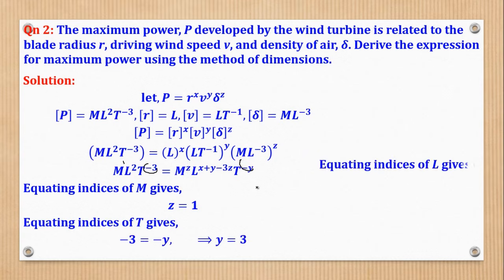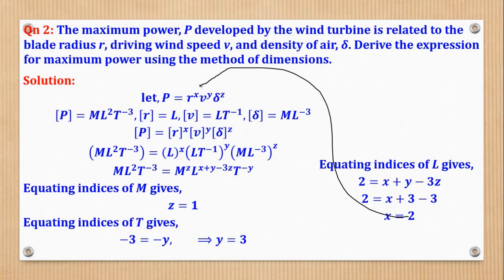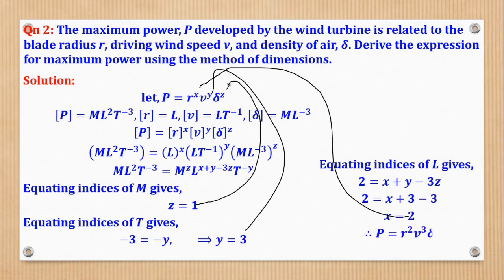Then for L, here there is 2, here there is X plus Y minus 3Z. So substitute for Z and Y and get the value of X, and that's what they wanted. They told you at the end to derive the expression, so it means that this X will be put here, this Y will be put here, and this Z will be put here to come up with that formula.